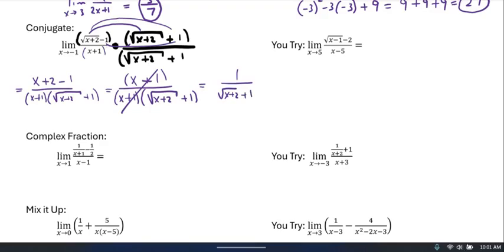Now, I have a little bit of an issue with notation as I went through. I was being a little lazy, so let me just go back and fill in the details. I didn't write my limit, but again, it's a limit as x goes to negative 1 there.